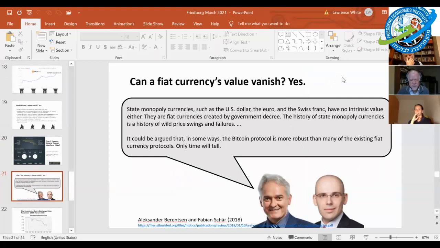So I said Bitcoin's value could vanish, but so can a fiat currency's value vanish. So this brings us back to inflation. And here are two economists writing in a publication of the Federal Reserve Bank of St. Louis, remarkably. They say, look, state monopoly currencies have no intrinsic value either. And if you look into their history, you can find lots of wild price swings and failures. So it remains to be seen whether the Bitcoin protocol, having the issue of the currency controlled by a computer program that is in practice immutable, is more robust than existing fiat currency protocols, which is what? Having a committee that has some kind of commitment to an inflation target, in some cases more or less serious, but able to amend its own commitment like the Federal Reserve has done recently.